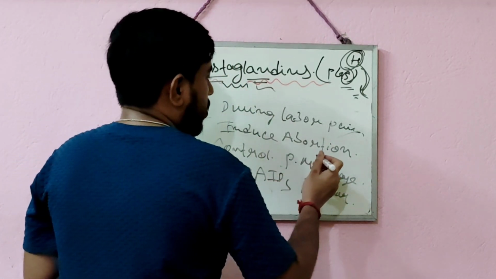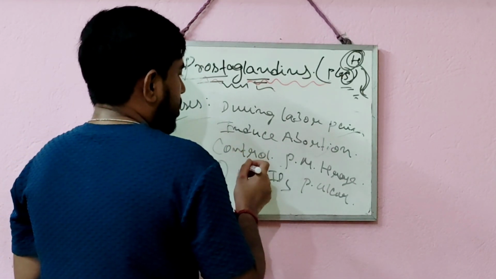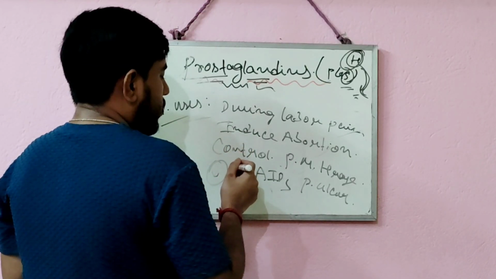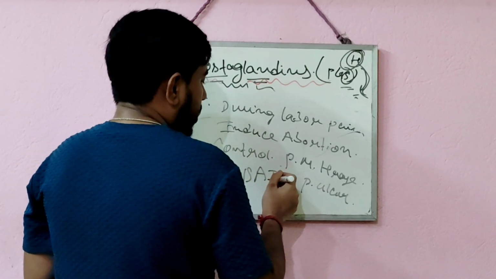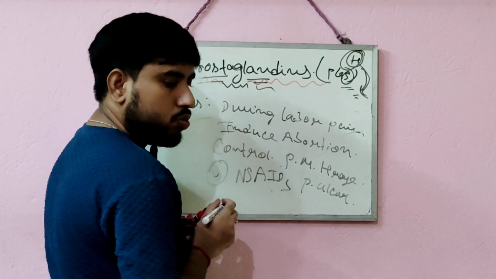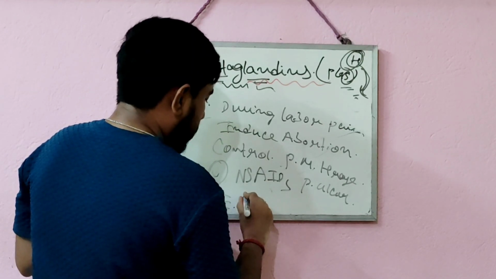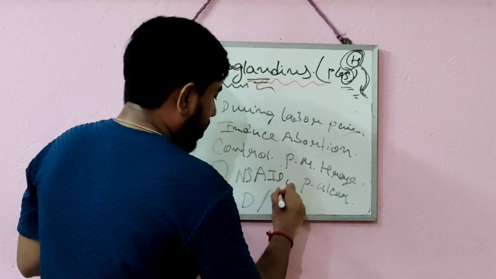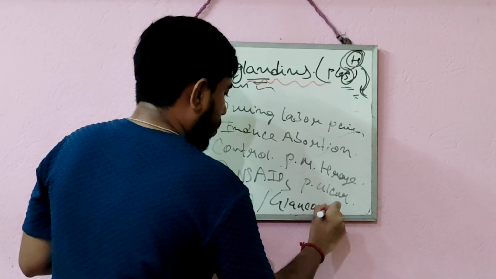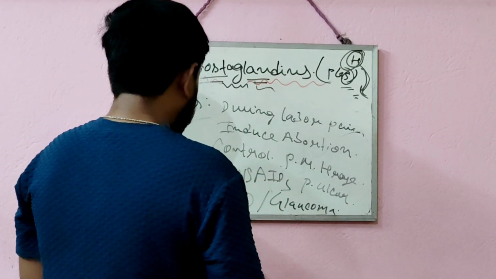that prostaglandin is also used in induction of abortion, that prostaglandin also helps in controlling postpartum hemorrhage, and that prostaglandin is also used in treatment of NSAIDs induced peptic ulcer, and fifth, it is also used to treat erectile dysfunction, and it is also used to treat glaucoma. So those were the therapeutic usages of prostaglandin in the medical field.